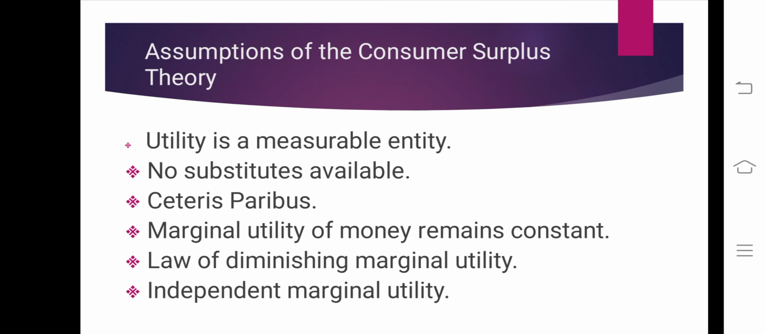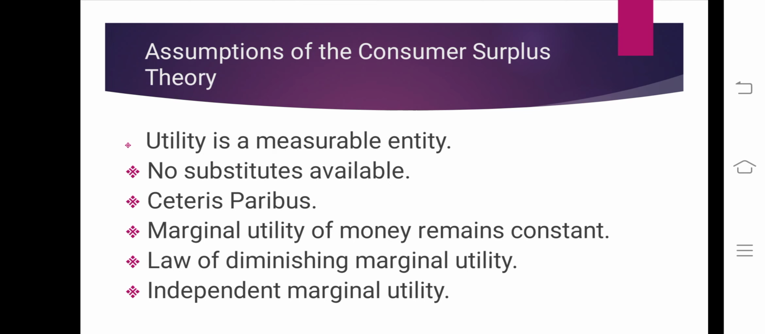The fourth is marginal utility of money remains constant. It states that the utility derived from the income of a consumer is constant. That is, any change in the amount of money a consumer has does not change the amount of utility they derive from it. It is required because without it, money cannot be used to measure utility.